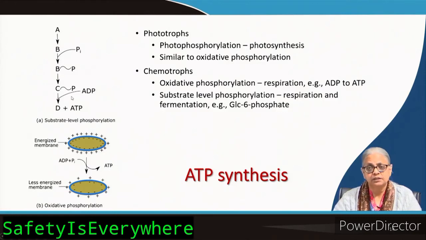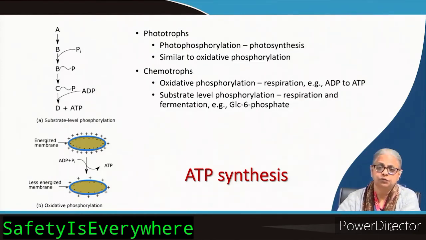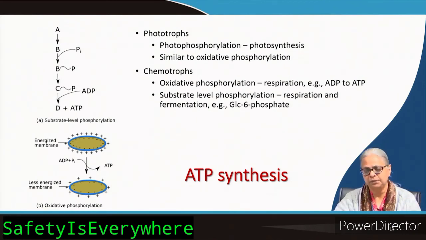For example, in glycolysis, glucose is phosphorylated and you get a low energy bond in terms of glucose 6 phosphate, utilizing an ATP. So glucose 6 phosphate, like I said, is generated in glycolysis. It's a low energy bond, and an ATP molecule is utilized in the process. That's an example of substrate level phosphorylation, and like I said, glycolysis is common to both respiration and fermentation.